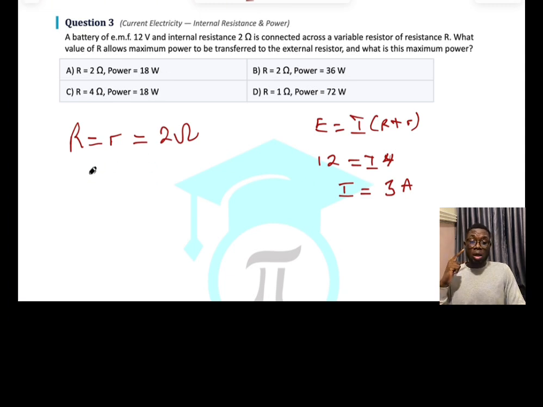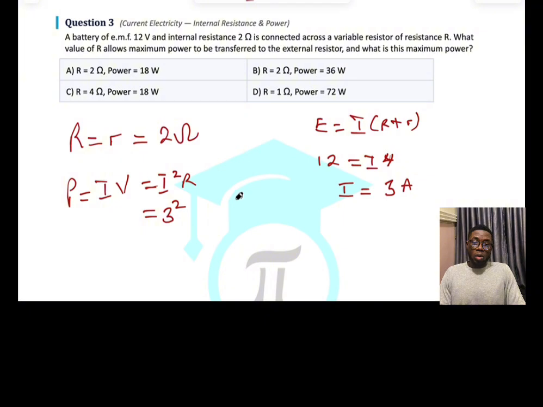We know the current now, and we know the resistance. The resistance has to be 2 ohms. Then power is going to be IV, where V is the terminal PD in this situation. But I do not necessarily need to use that. I can also use I squared R, since I don't want to have to solve for my terminal PD. So what's my I? That is 3 squared.